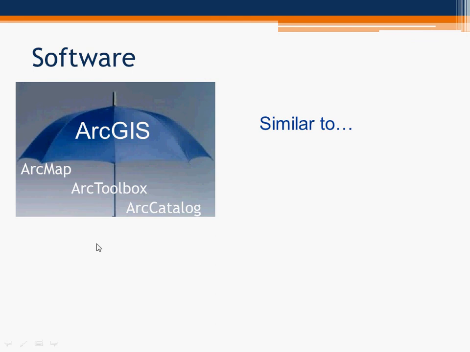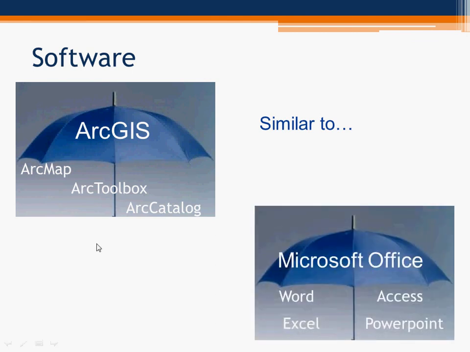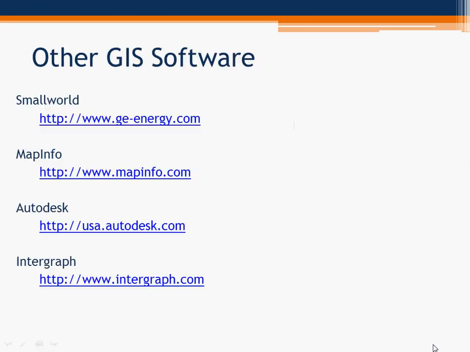But I like to use the analogy here, not just the umbrella analogy, but if you think about Microsoft Office, you have different tools that do different things. Word, Excel, Access, and PowerPoint do different things, but they're all part of that suite that is Microsoft Office. ArcGIS is the suite made up of these three primary components. There are other components used for 3D analysis, other types of extensions to the software, but this is our foundation for beginning our journey with doing GIS. And again, my analogy here is Microsoft Office and the different components.